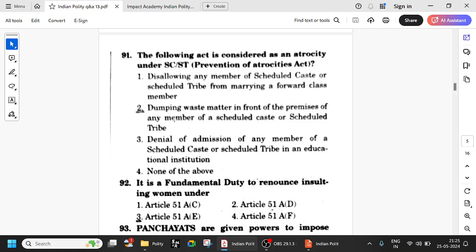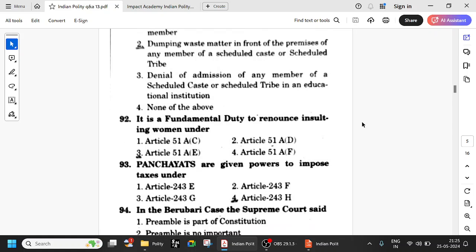So see, these are also true. Disallowing a member from marrying a forward class, these are also discrimination. But when we're talking about this act, the Prevention of Atrocities Act, what are atrocities? Dumping waste matter in front of the premises of any member of a scheduled caste or scheduled tribe is an atrocity under the act. These others are discriminations. Discriminations are different. An atrocity is doing something atrocious. So in that particular question, dumping waste is an atrocity.